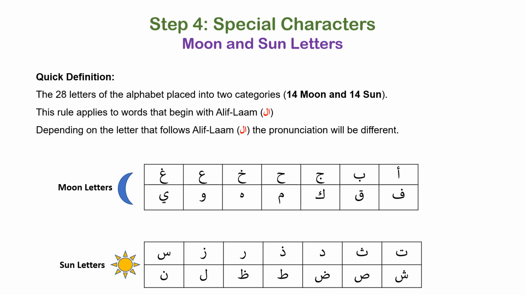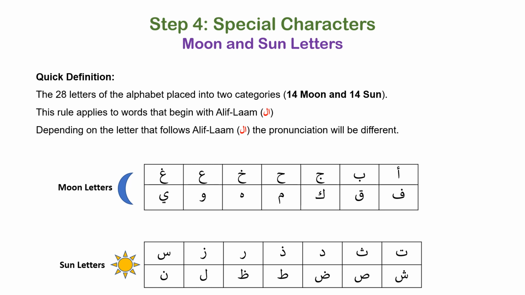So let's jump into the topic of moon and sun letters, and let me say this topic is very simple. These are not new letters that you have to learn. It is just the same 28 letters of the alphabet being split into two categories, 14 moon letters and 14 sun letters. And this rule, or the topic of moon and sun letters, applies to words that begin with Aleph Lam.